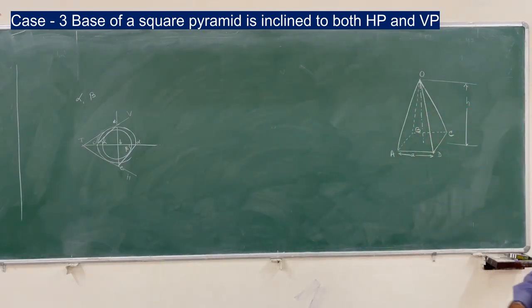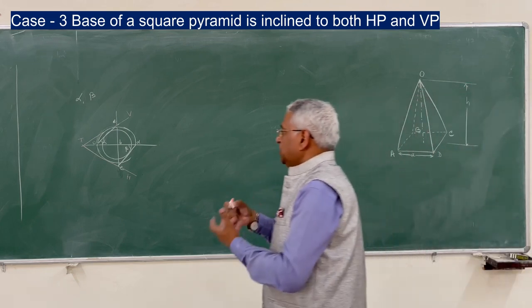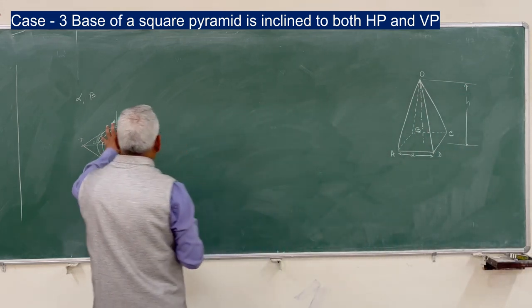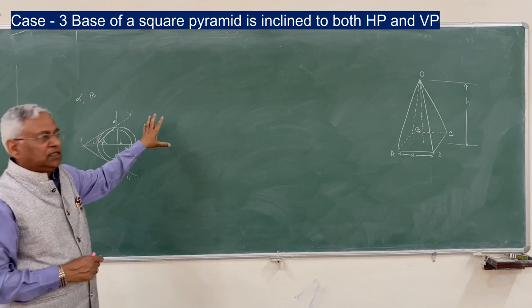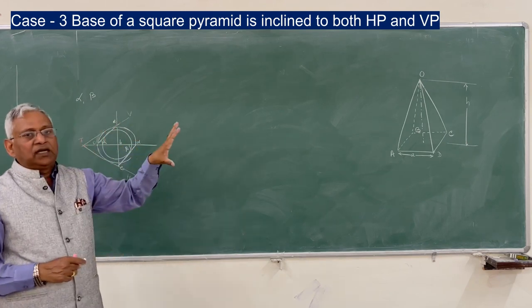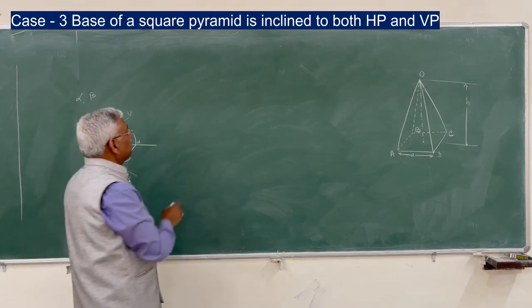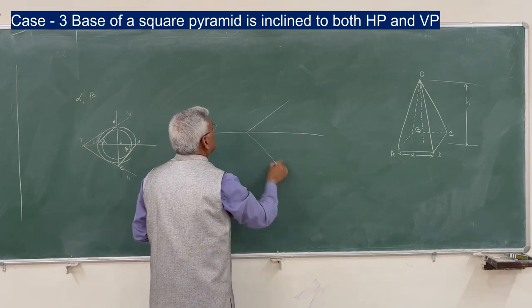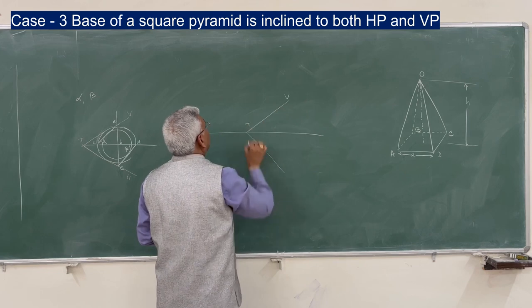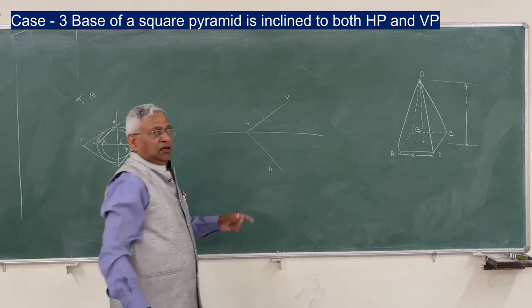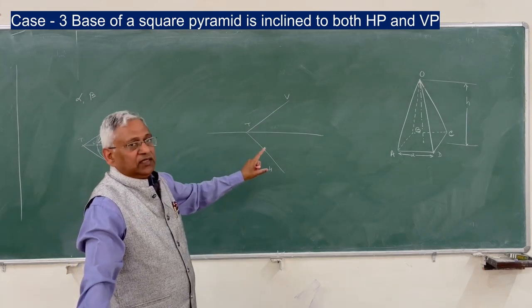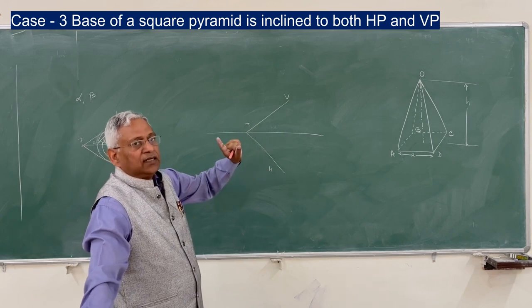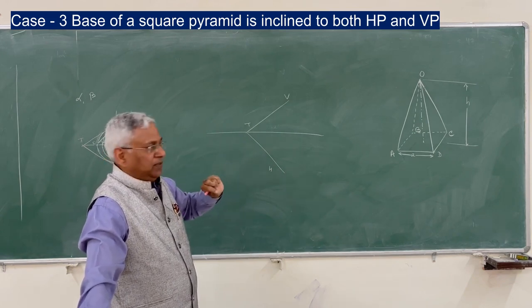You can also draw the vertical trace, horizontal trace by the perpendicular line method. You can refer to my class on VTH of an oblique plane to understand how to draw the VTH when angles alpha, beta are known. Now let us see, finally, you got the VTH. Now, convert this VTH into either an inclined plane or into an AVP.